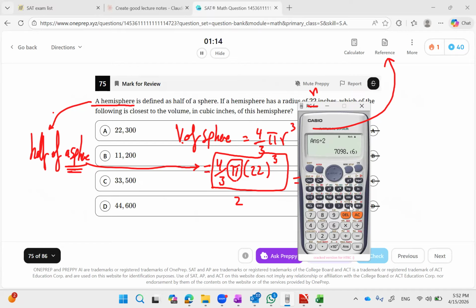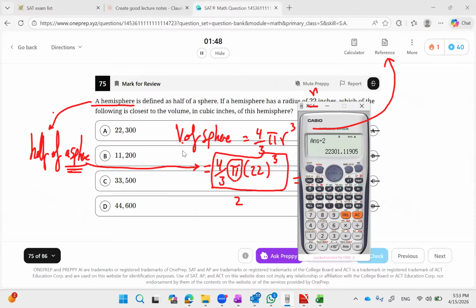It gives me 7,000. I did a mistake. What is my mistake? Maybe 4 over 3 pi. No, pi is there. Oh. He's not giving me the answer in terms of pi, so I should add pi here. So multiply, yeah, using the pi in your calculator. And then the final answer divided by 2.